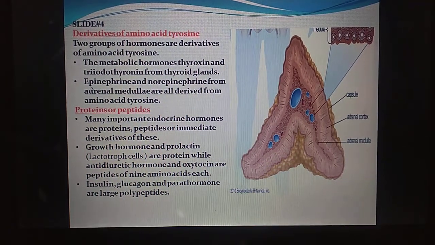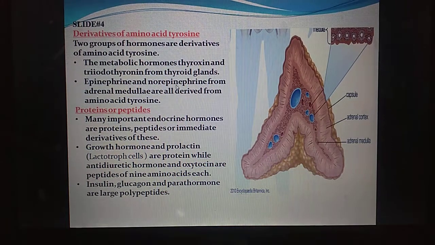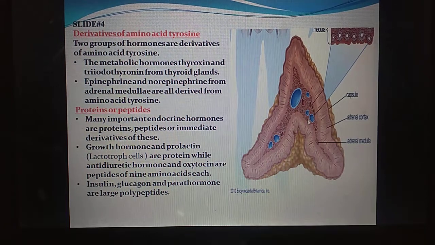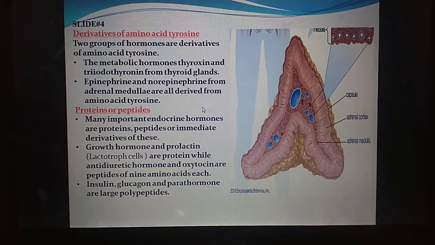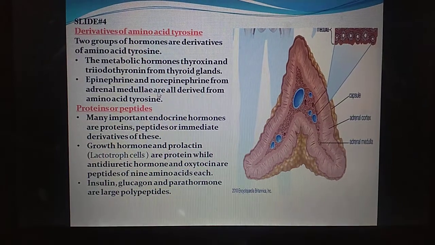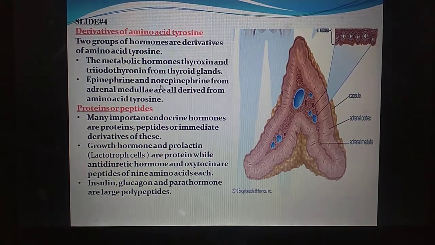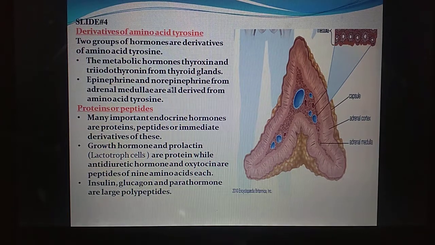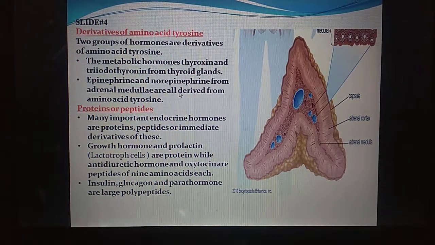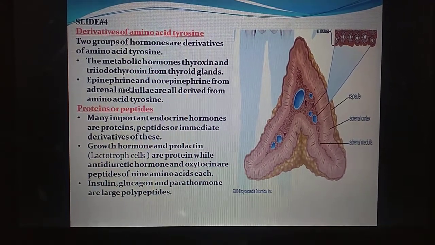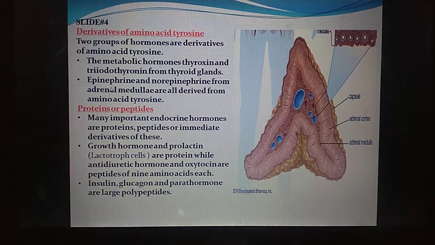Let's see. Then the next ones are epinephrine and norepinephrine, which are secreted by the adrenal medulla, the inner portion of the adrenal gland you see over here. So these are also derivatives of amino acid. Epinephrine and norepinephrine, that is adrenaline and noradrenaline from the adrenal medulla, are all derived from the amino acid tyrosine. Okay, epinephrine and norepinephrine are called stress hormones. These are also called fight, fright, and flight hormones. Let's see.